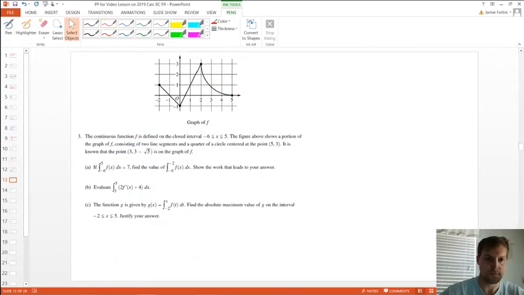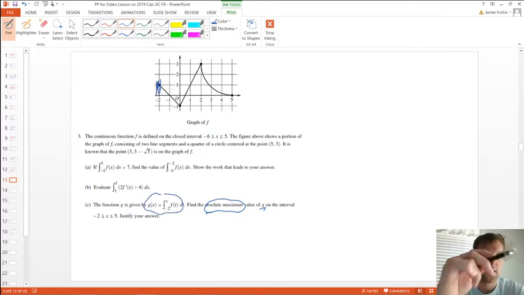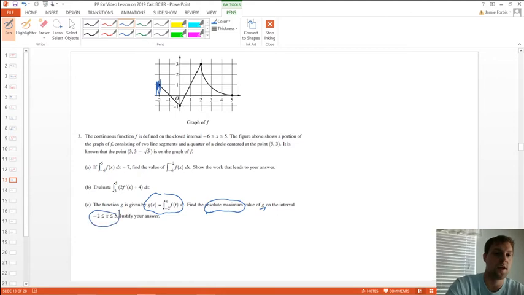All right. And then C. C says to find the absolute maximum of G. Now G is a new equation we're introducing. G is the integral from negative 2 as our starting point to x of f of t dt. And we want to find that absolute maximum value on the interval negative 2 to 5.